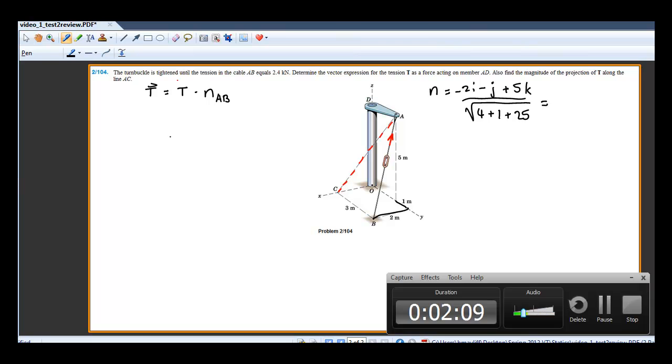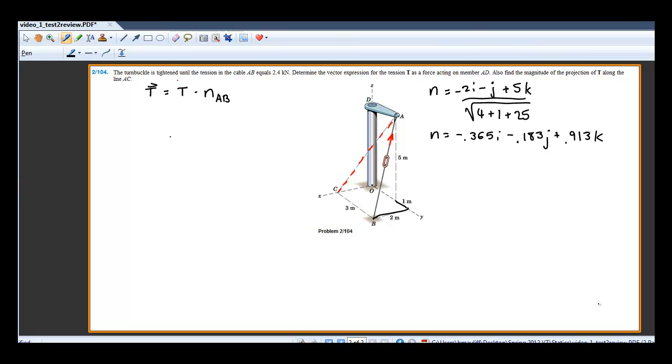And that's what this gives us for the unit vector from A to B or B to A. Then, to get the tension in terms of i, j, and k, we simply have the tension is equal to 2.4 times negative 0.365i minus 0.183j plus 0.913k.